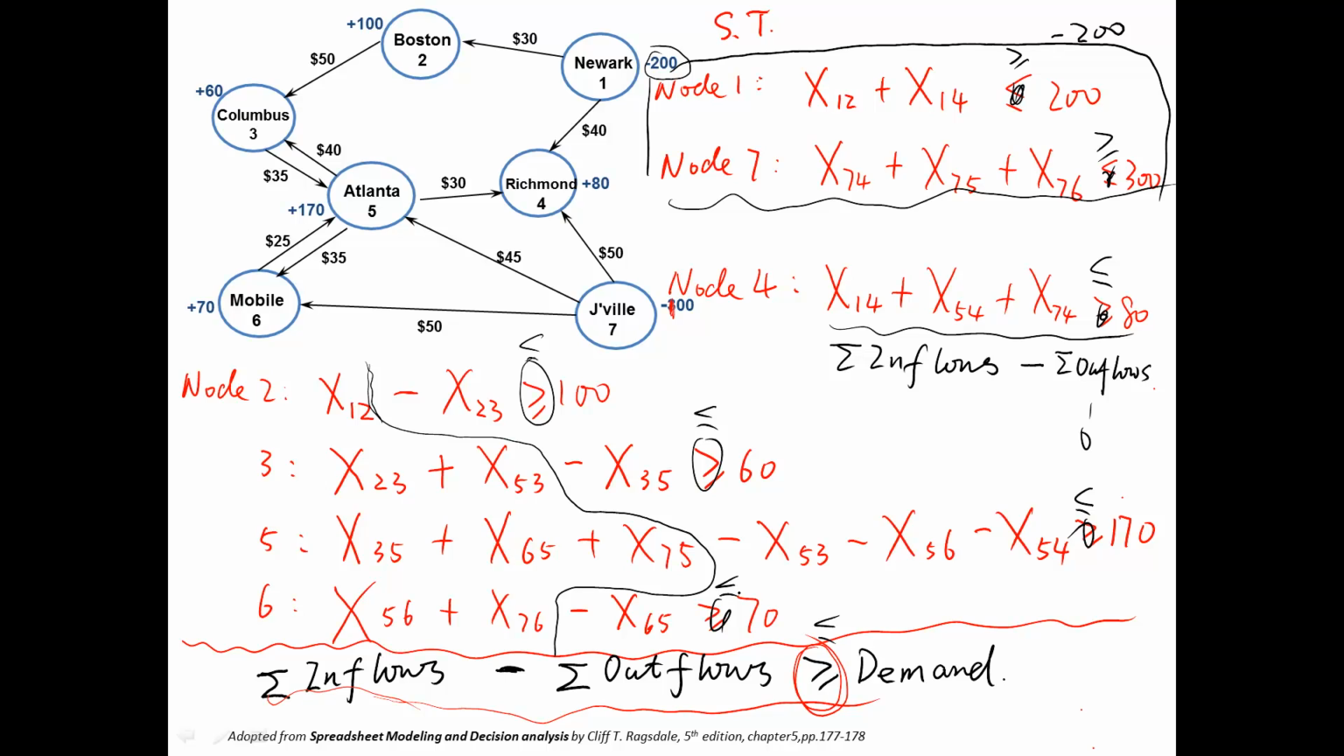And if you think about it, for all the supply and demand nodes, for all the transshipment nodes and demand nodes, what we are saying is that since we don't have enough supplies to meet everyone's needs, let's just not supply anyone with more than what they want. Okay, so Boston only required 100 units.